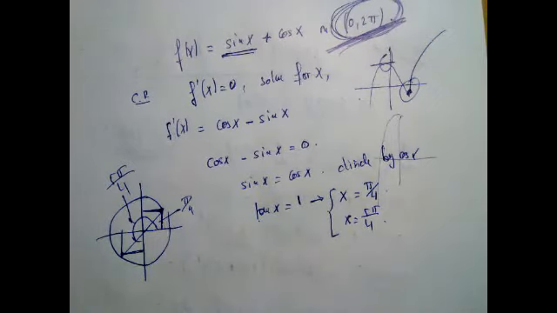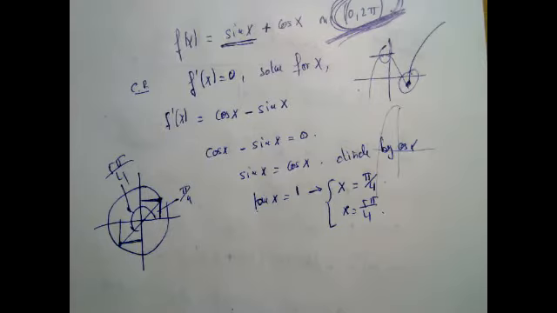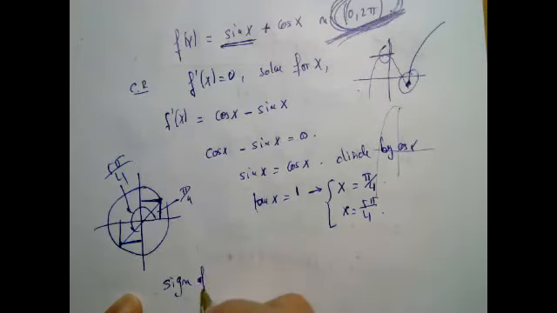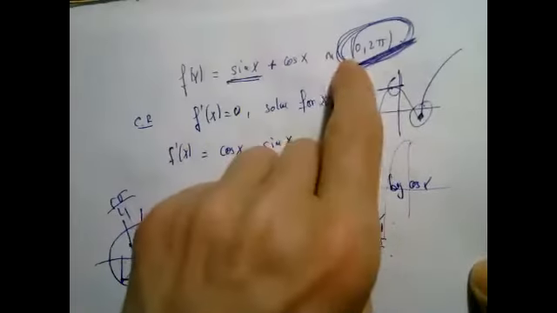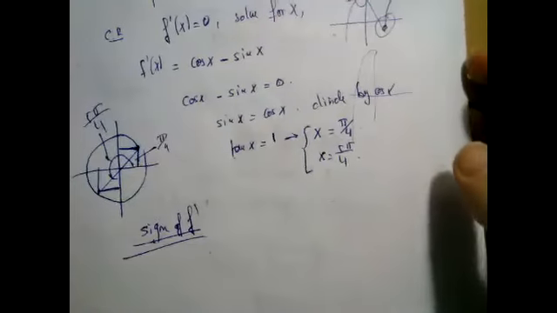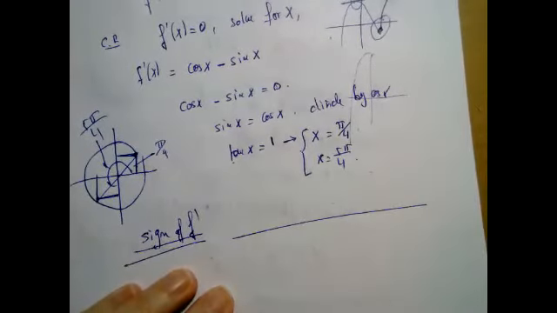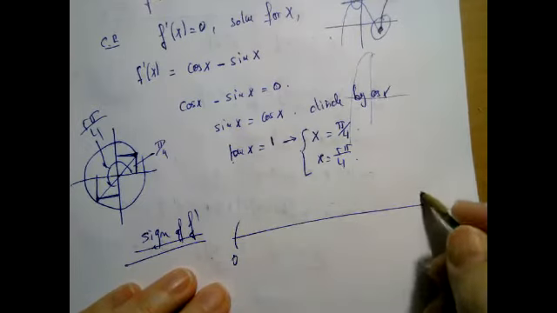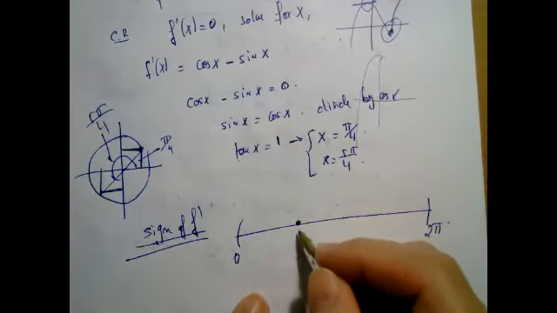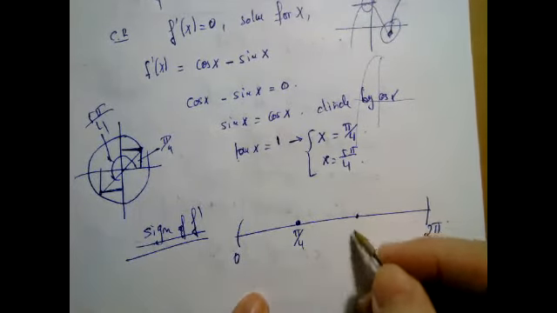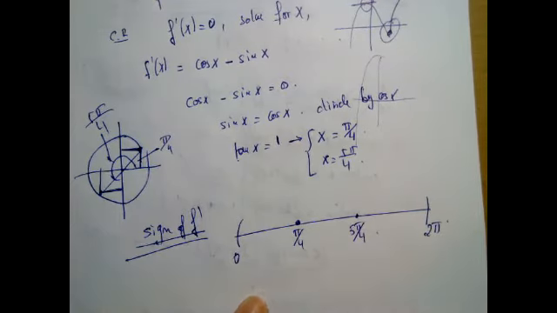Very good. Now, okay, these are the critical points. Now we have to classify them as local max or local min. The way we classify them is we have to study the sign of f prime. So we want to know when is f prime positive and when is f prime negative. I'm only interested in 0 to 2 pi. So this is my number line. 0 and 2 pi are not included, but I have to put my critical points, so that's my pi over 4 and my 5 pi over 4.